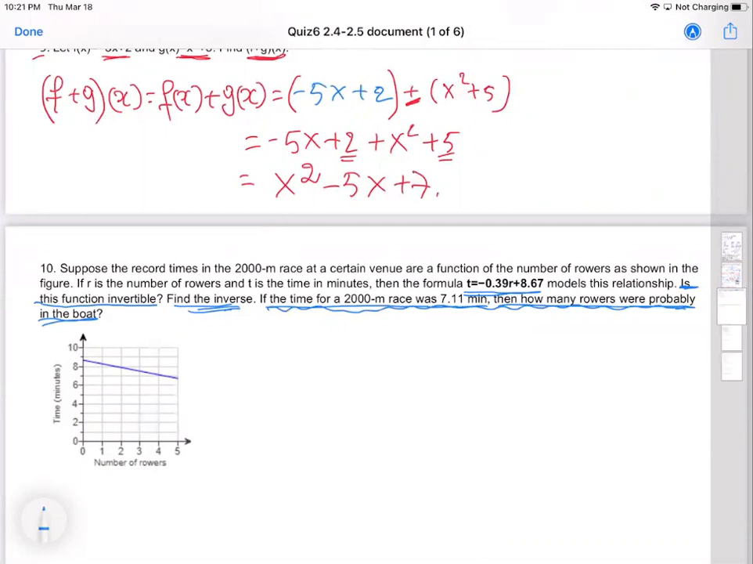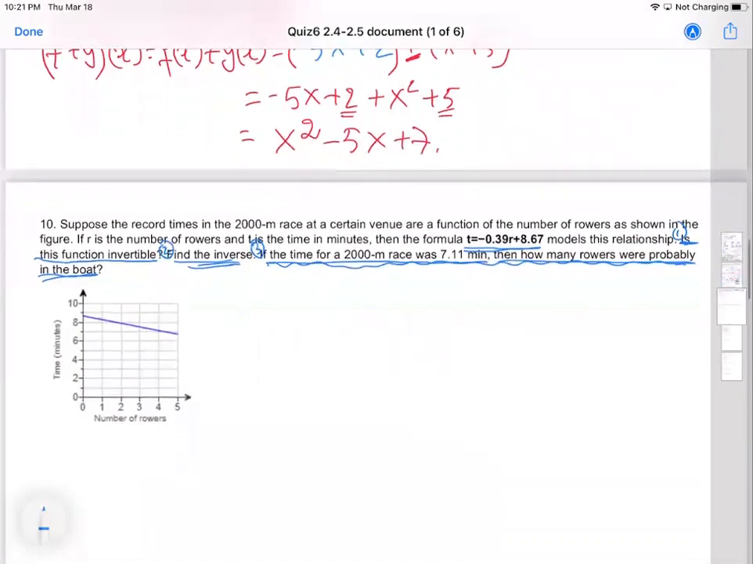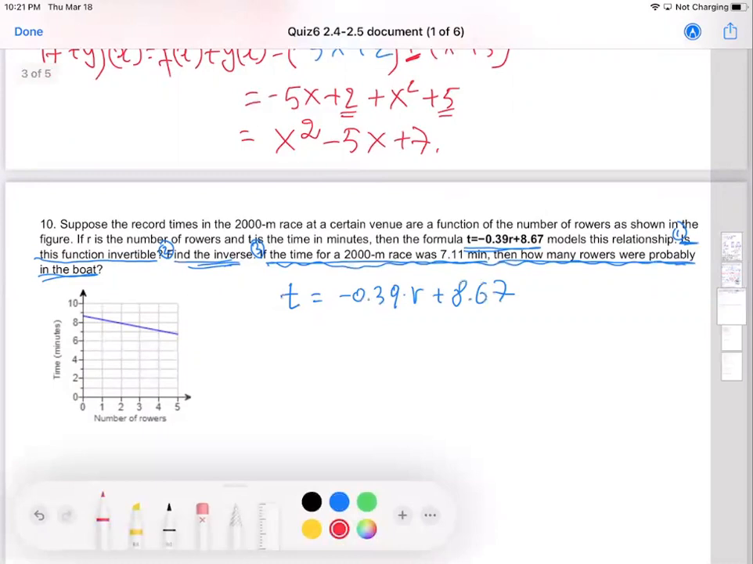All right, so before we start answering these 3 questions, here's 1, 2, and 3. Let's see what we're dealing with here. We have the equation T equals negative 0.39 times R plus 8.67. Let's write down what each of these variables represent.